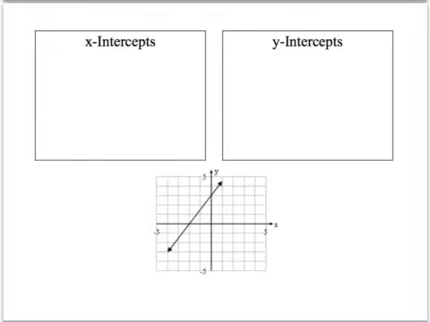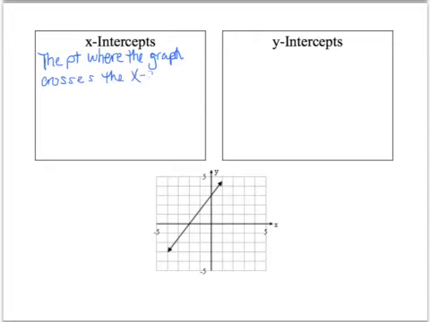Now we're going to talk about intercepts, and there are two different types of intercepts. You have your x-intercept and you have your y-intercept. The x-intercept is simply the point where the graph crosses the x-axis. So graphically, that would be right here. All right? And any point along the x-axis will always have a y-coordinate of 0.